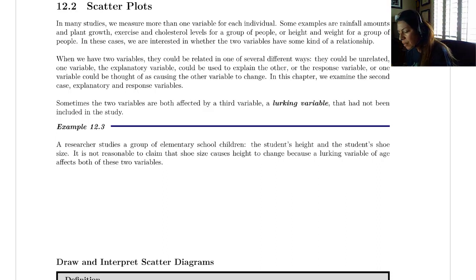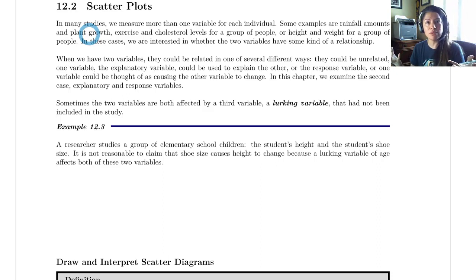Okay, so in many studies, we measure more than one variable for each individual. Some examples are rainfall amounts and plant growth, exercise and cholesterol levels, height and weight, right? So we always like to see a relationship between, for the first one, it seems so obvious, right? The rainfall amount and plant growth. We need rain for plants to grow. So if there's a lot of rain, are plants going to grow? Is that a relationship? Yeah, it's a definite relationship. And I think we kind of know that's causation too, right? Water causes plants to grow, right?